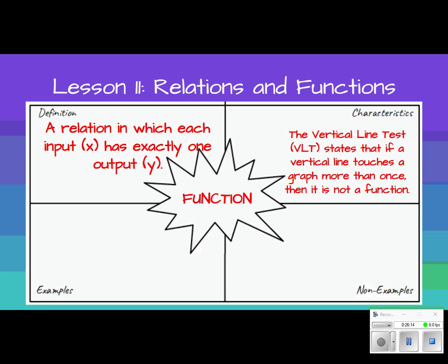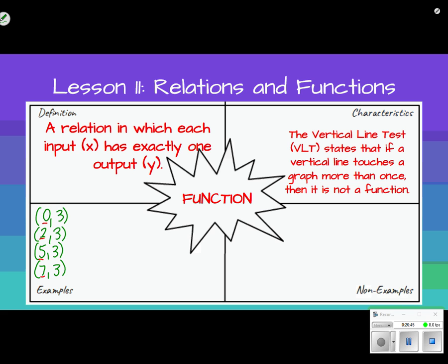So I'm going to do some examples. I'm going to have (0, 3), (2, 3), (5, 3), (7, 3). Is this a function? Yes. What I'm looking for: do the x's repeat? I don't have any repeating x's. Now, notice that the y's repeat. That's okay. Y's are allowed to repeat all day long. That's why I use that as an example.